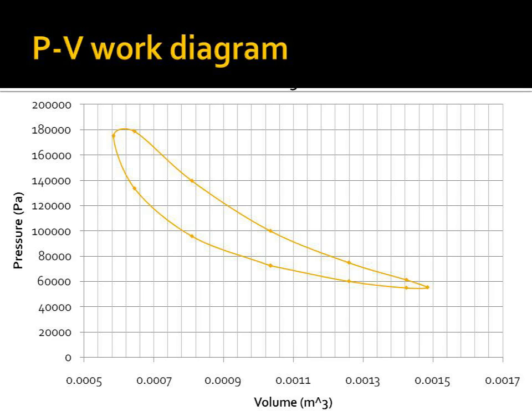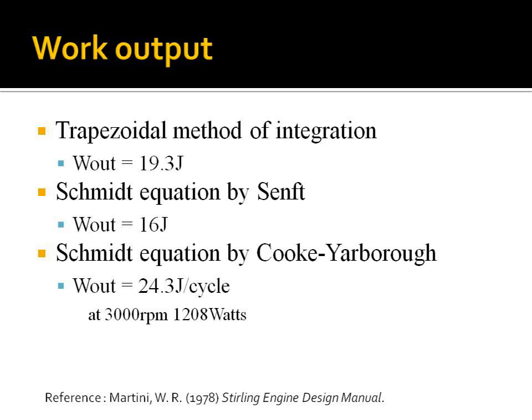So the PV work diagram based on my scale model, which is Pro-E drawings, which I don't have with me. We're looking at a PV work diagram which is much more realistic than the two previously I showed, and analysing the area between those curves using the trapezoidal method of integration. We're getting a work output of 19.3 joules.